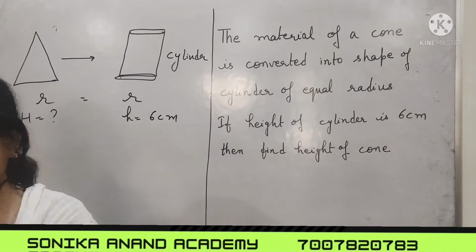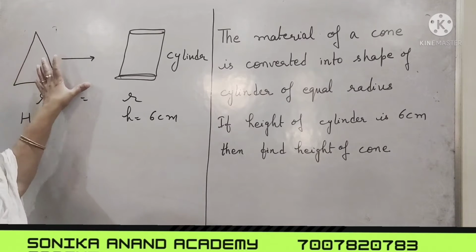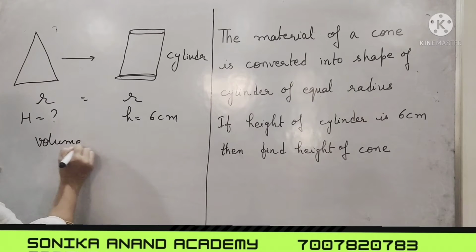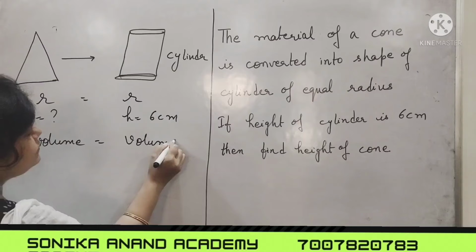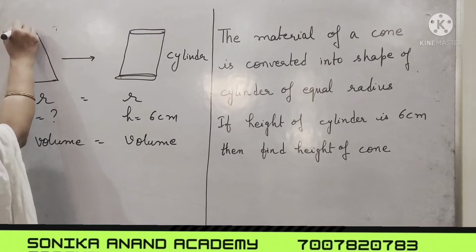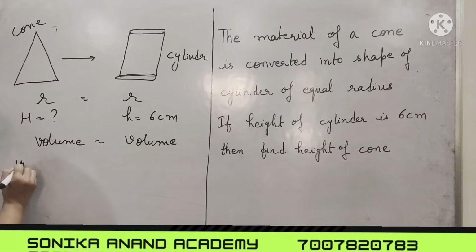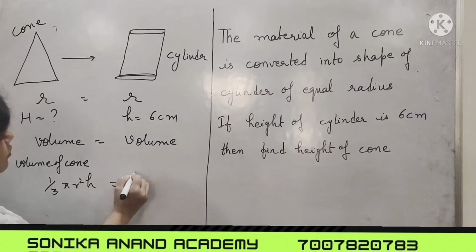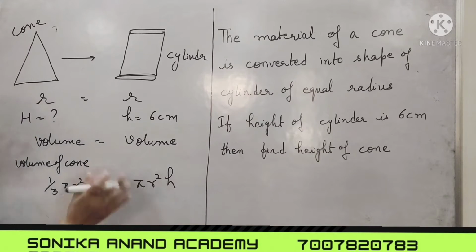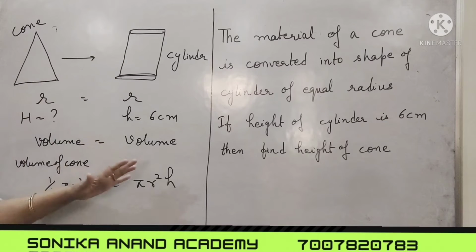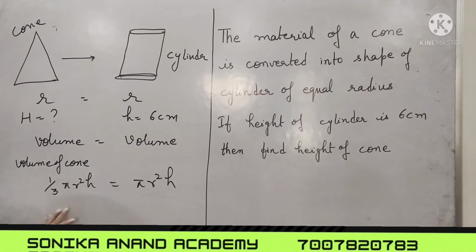This is our question. Now, whenever anything is melted or converted into another shape, then their volumes are equal. Always remember, both the volumes are equal. Now, what is the formula for the volume of the cone and what is the formula for the volume of the cylinder? So, the volume of cone is 1 by 3 pi r square h. Similarly, volume of cylinder is pi r square h. This is the formula. And it is given that the cone is directly converted to the cylinder. That means both the volumes are equal.